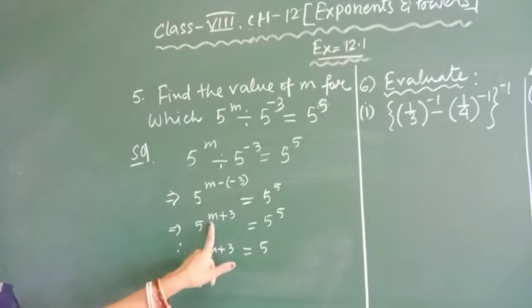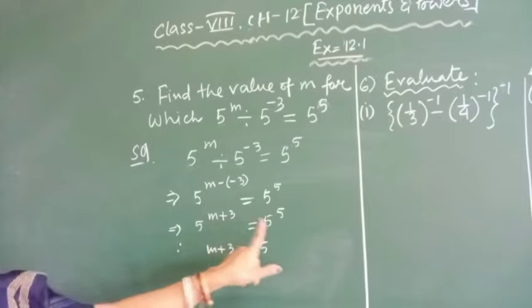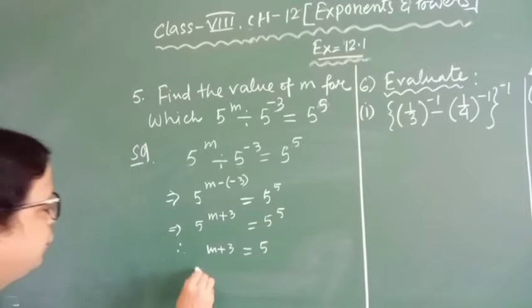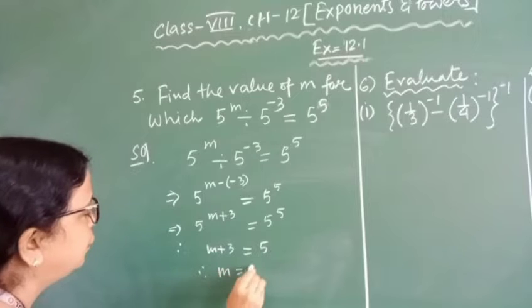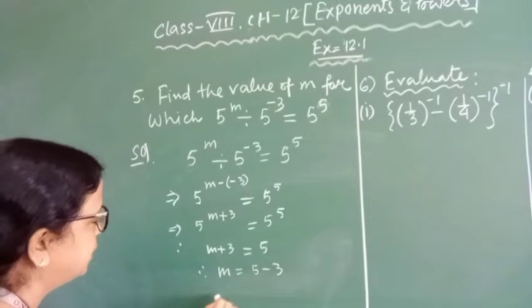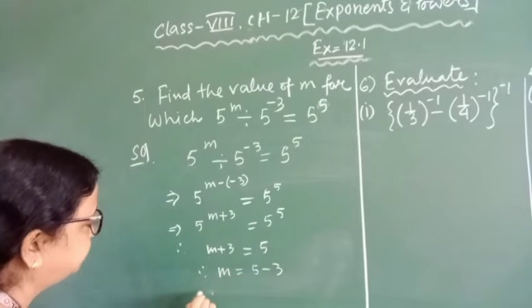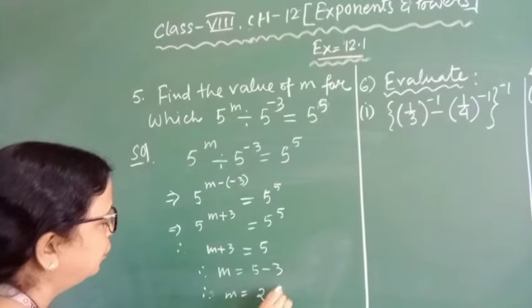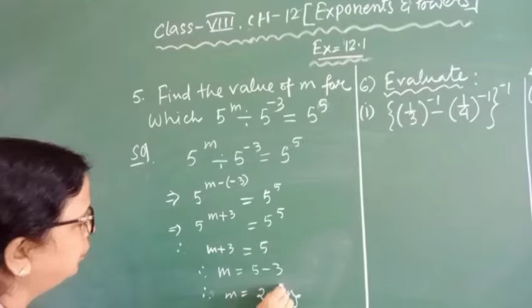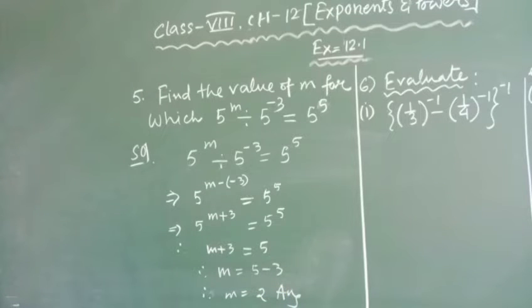So we are writing that the power m plus 3 is same as 5. Therefore m is equal to 5 minus 3, that is, m is equal to 2. Understood? Come to the next sum.